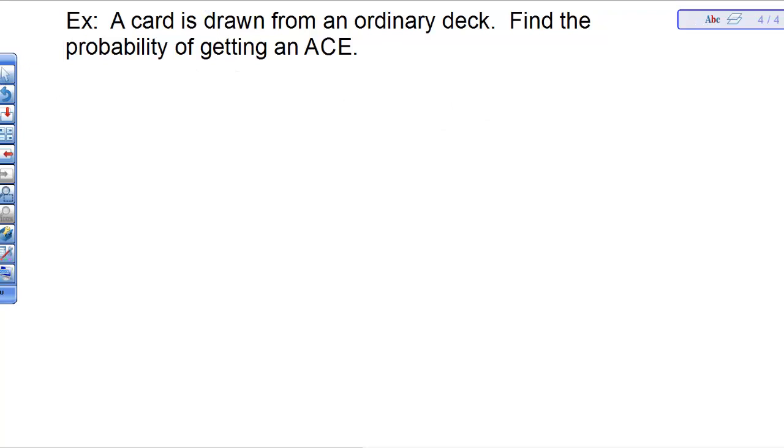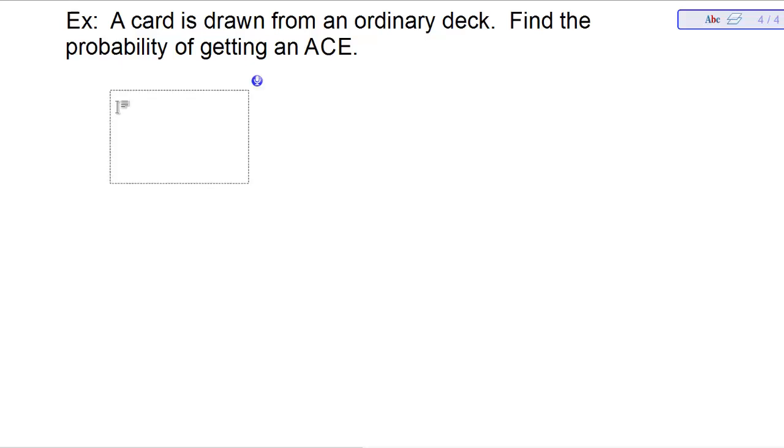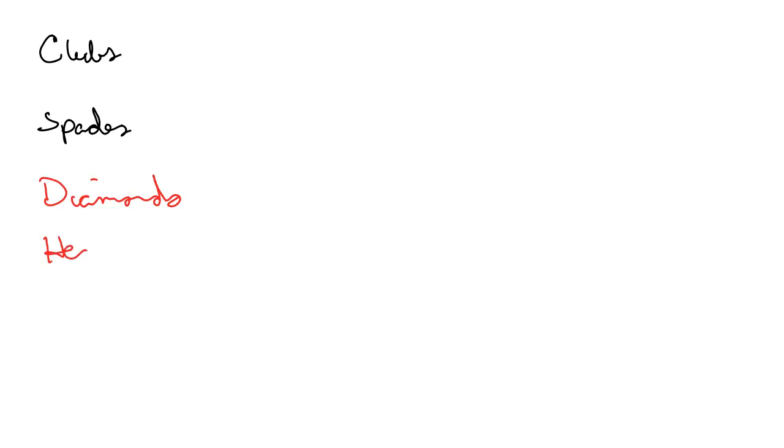Okay? So a couple of things have to happen, and one of those is we have to know how many cards are in that deck. So one thing to know about a deck of cards is there are clubs, and let me write these in the color that they should be. So there's clubs, there are spades, there are diamonds, and there are hearts. These are the 4 different suits of cards.